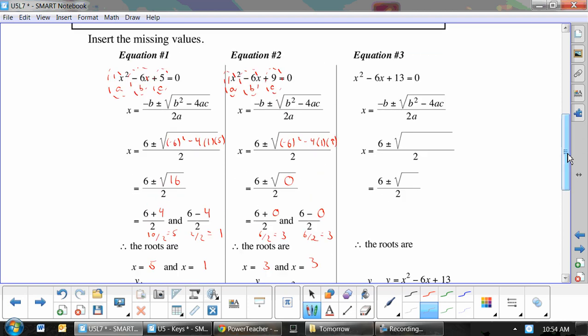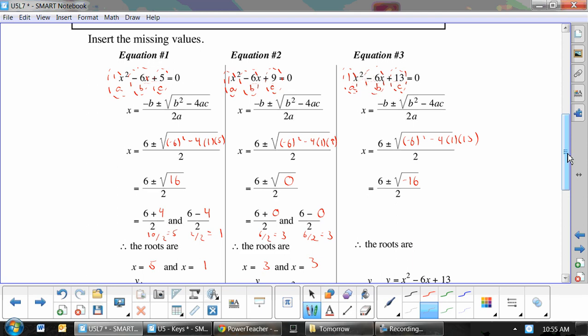And then we'll do this last one quickly. So again, a is 1, b is negative 6, and c is 13. So we go, okay, negative 6 squared minus 4, 1, 13. If we multiply all this, we get negative 16 under the square root sign.